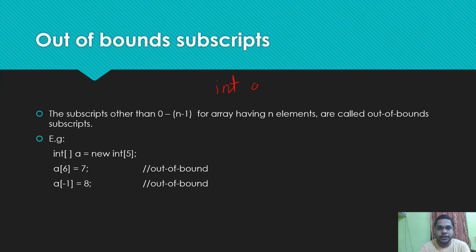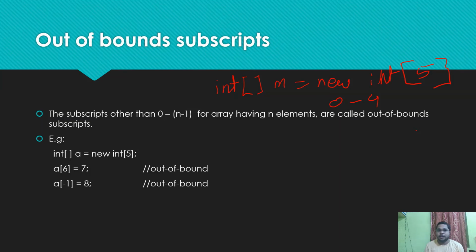That means if the array size is 5, like I declare here, let's have int m square bracket, my array equals new int, and let my size be 5. So what will be done? N minus 1 means the subscripts run from 0 to 4. If the subscript is other than the 0 to 4 range, then that is called an out of bound subscript.